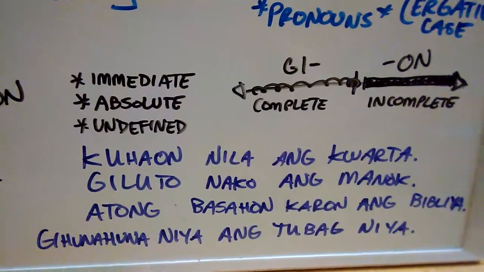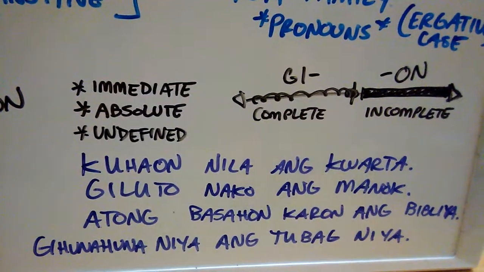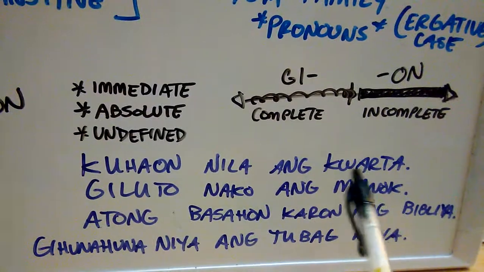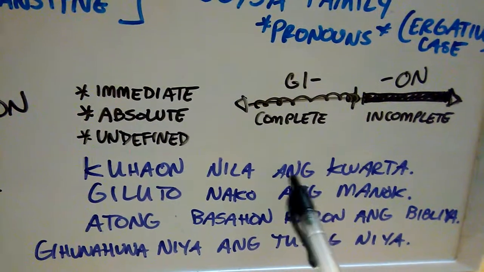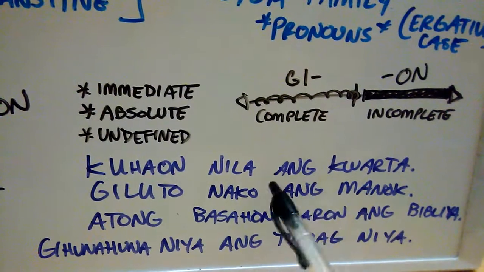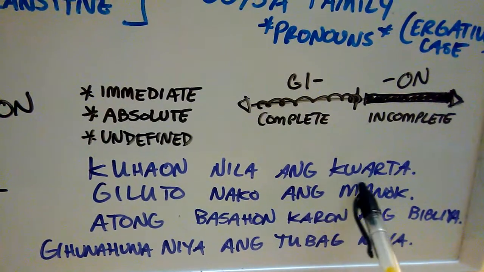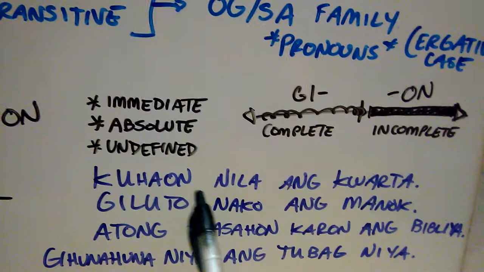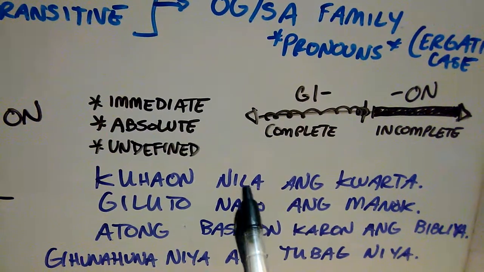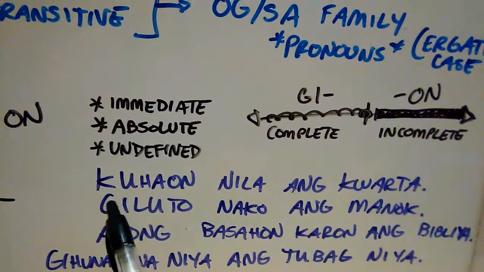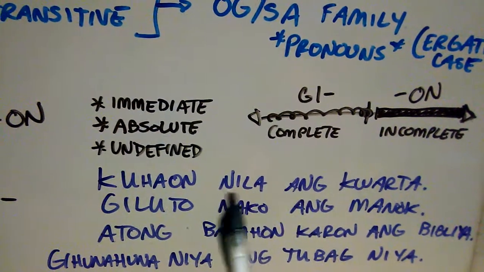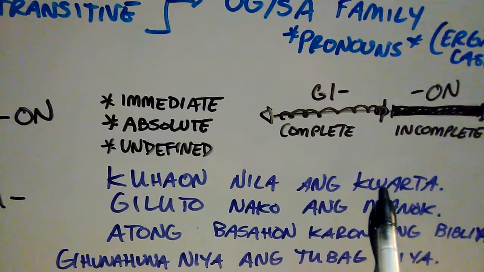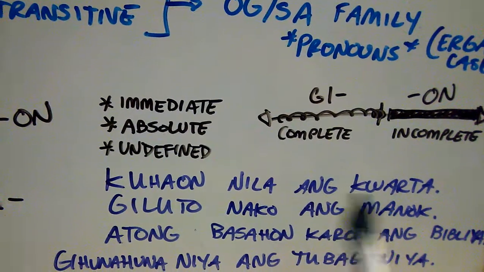And here is a sentence. Kuhaon nila ang kwarta. Which means they will take the money. Notice how kwarta is an object and it's marked by ang, right? Because our object now is our focus. Ang marks this focus. And because this is more important, this now changes to less important. And because this now changes to less important by being marked as the ergative case pronoun, we have to conjugate the verb to correspond to this ergative case pronoun, which is less important, right? So we want to focus now on the money. Who's going to take the money?